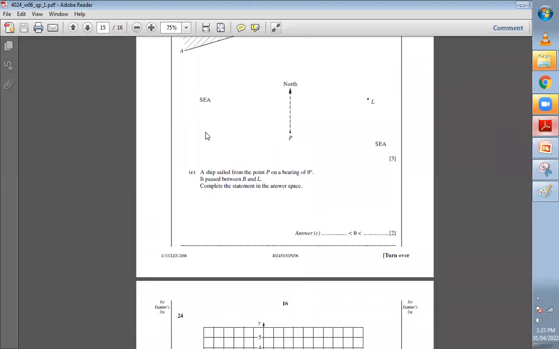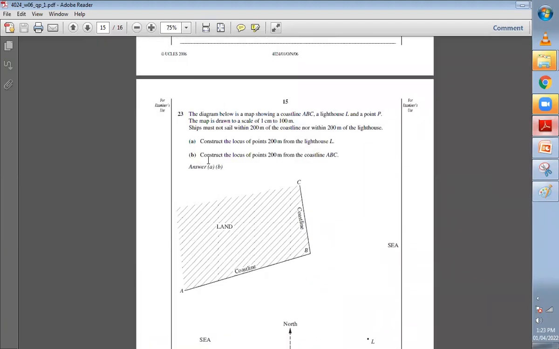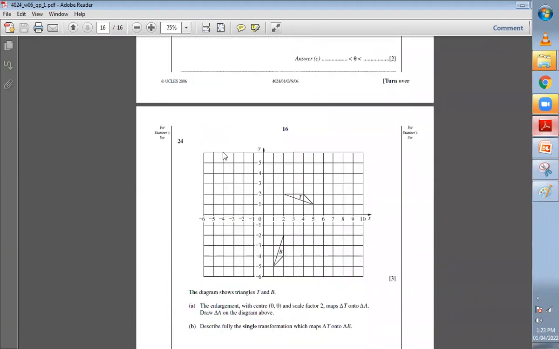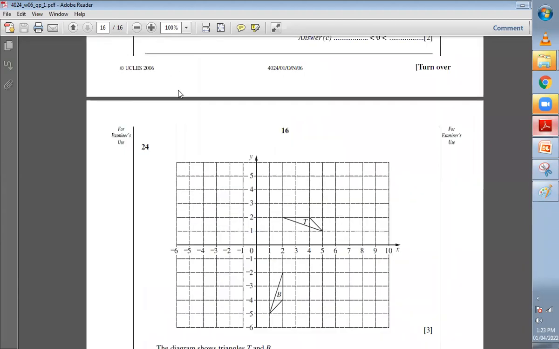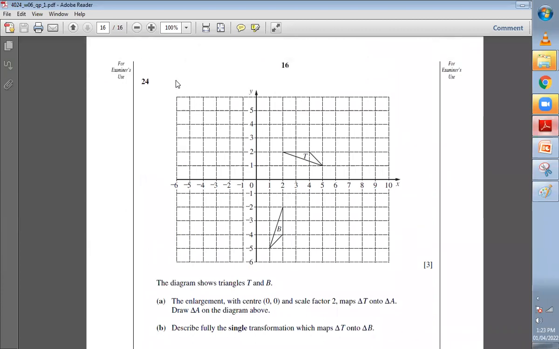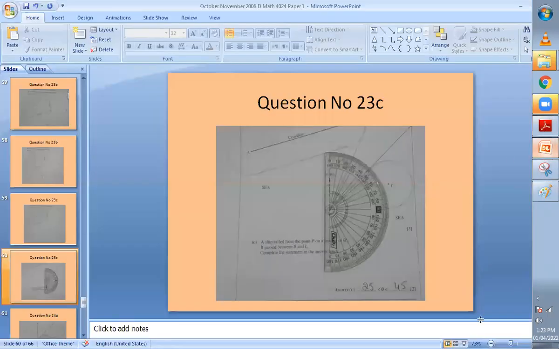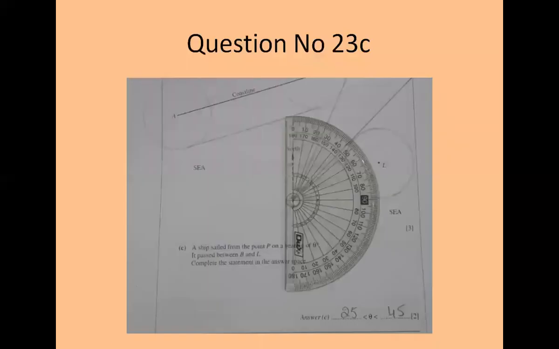Let me show you the whole question once so you can have a good idea. We are on question number 24. The first question says the diagram shows triangle T. The enlargement with center 0, 0 and scale factor 2 maps triangle T onto triangle A. Draw triangle A on the diagram. The center of enlargement is 0, 0. So let me show you how this is done.